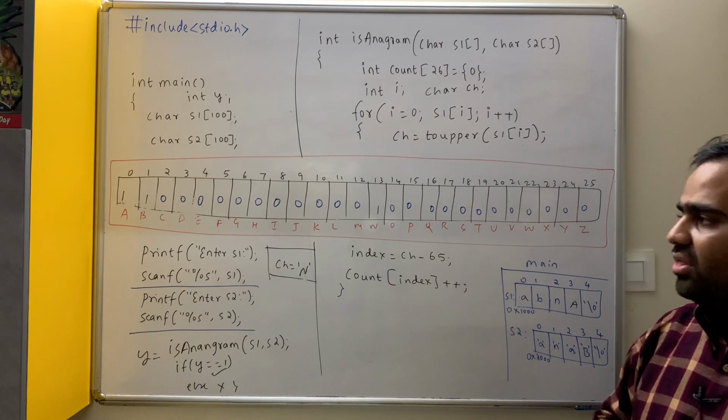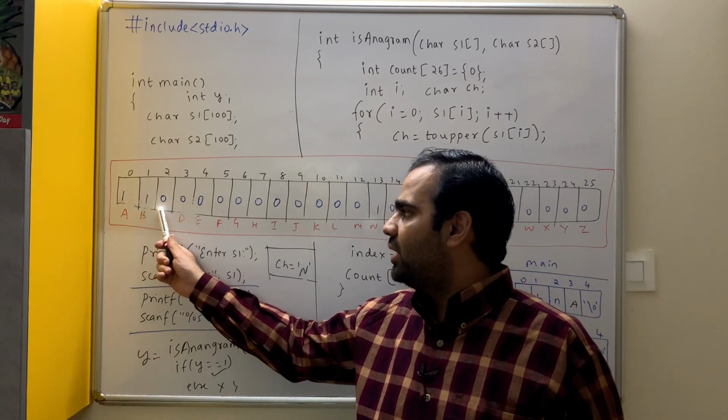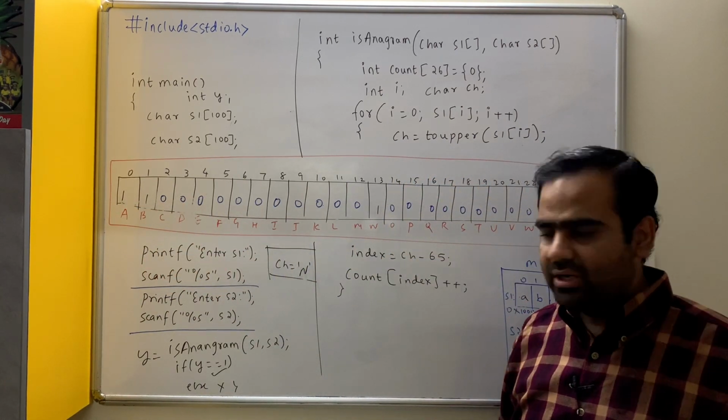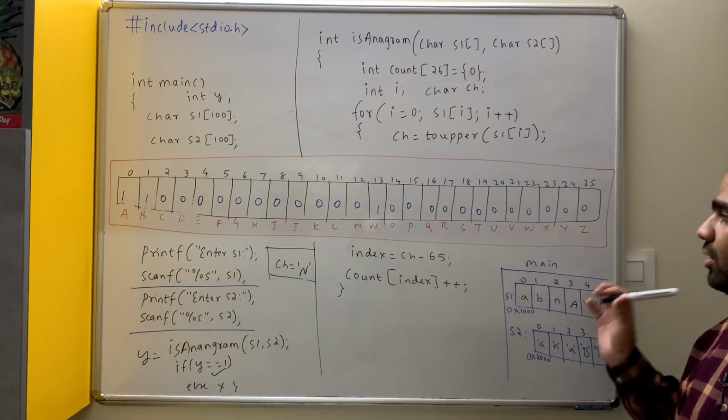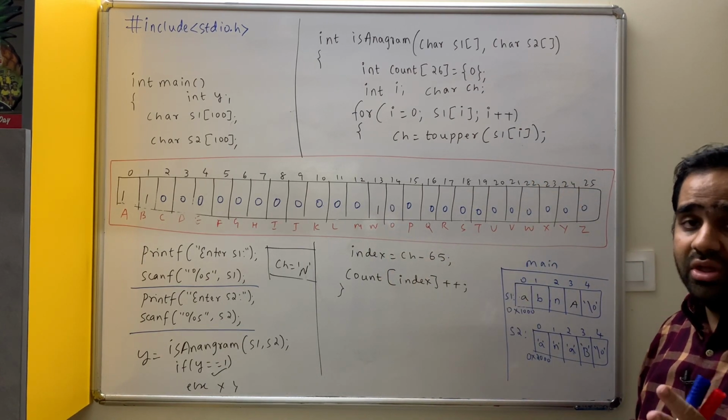Now what does it say? A appears one time, B appears one time, C, D, E, and so on up to M appear 0 times, N appears one time, and all others appear 0 times till this point of time.